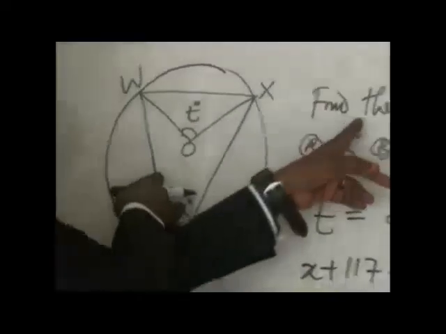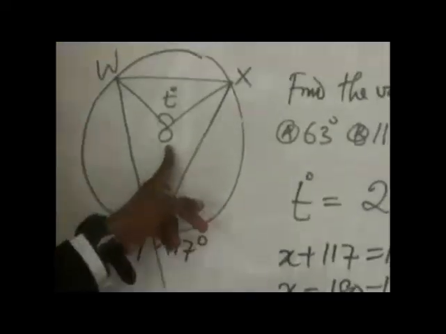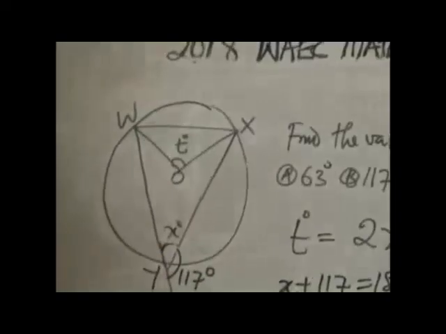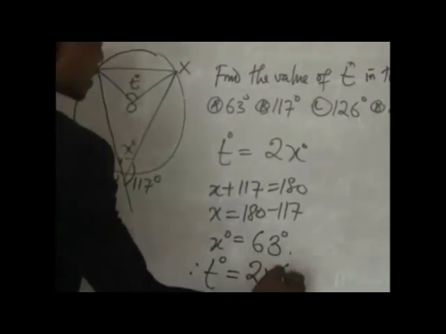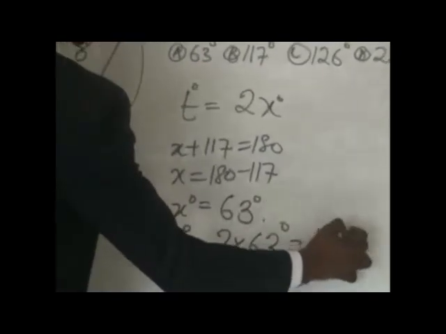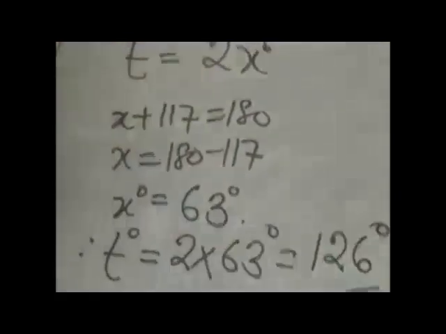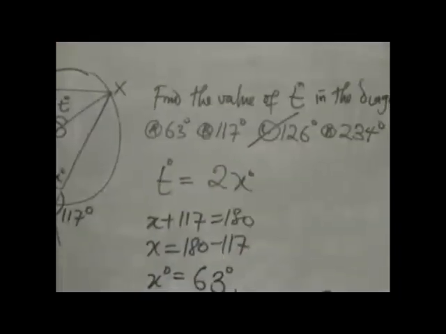But we are asked to look for the value of t. So for you to look for the value of t, I stated that the angle at the center of a circle is equal to twice the angle at the circumference. So this 63 becomes the angle at the circumference. Therefore, t degrees becomes 2 times 63 degrees, which is equal to 126 degrees. So the value of t is 126 degrees, and our correct option is option C. Are you getting it, students? Alright, let's move on to the next question.